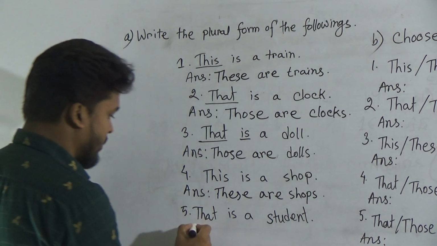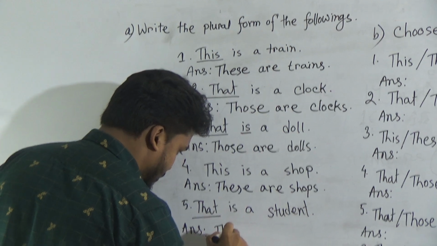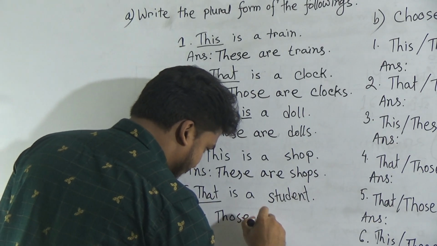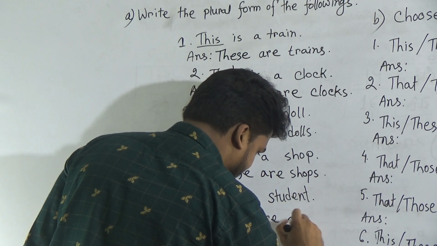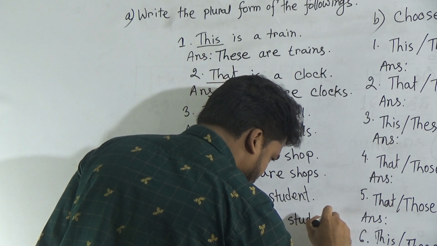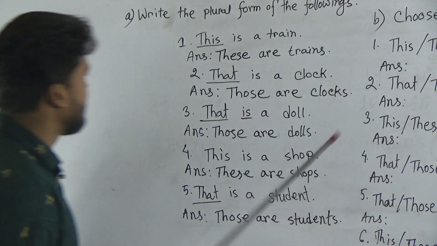And number 5, that is a student. Here this is a singular pronoun. You have to write plural. The plural is those are students. Okay, I am repeating.